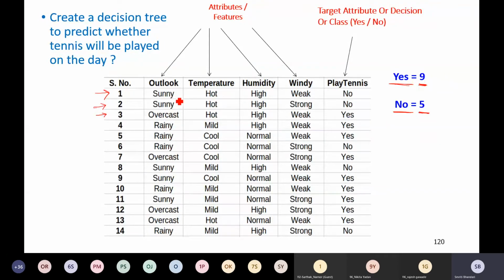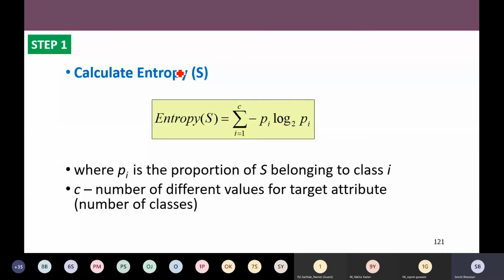Every attribute has some values. For example, outlook has 3 different values: sunny, overcast and rainy. Temperature also has 3 different values: hot, mild and cool. Humidity has 2 different values: high and normal. Windy also has 2 different values: weak and strong, right? So this is how we are describing our data set. Let's proceed now with step number 1.